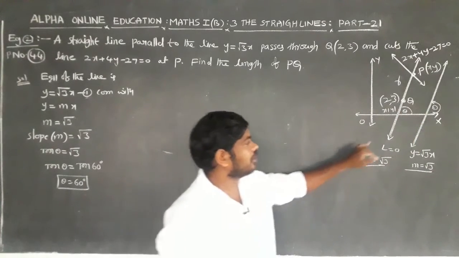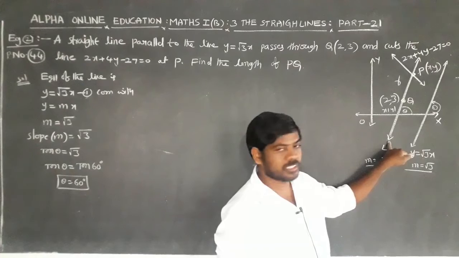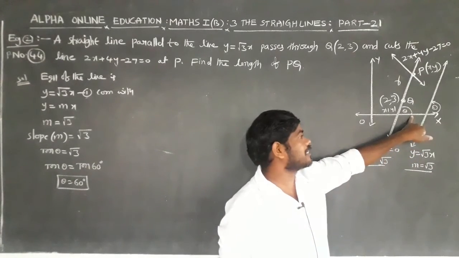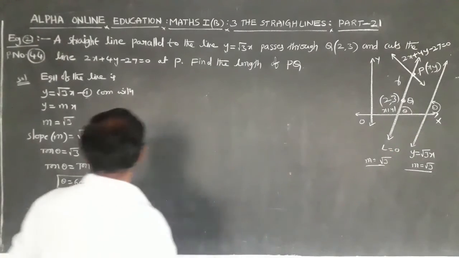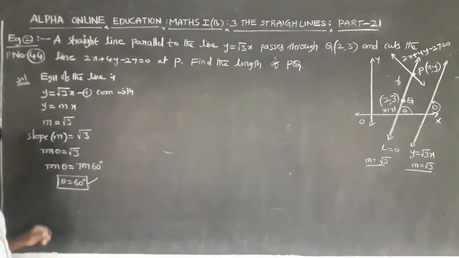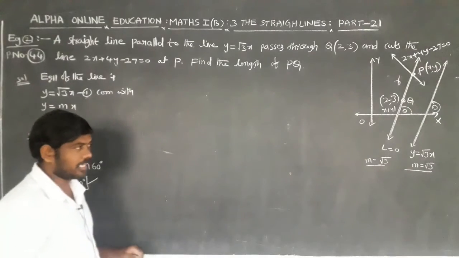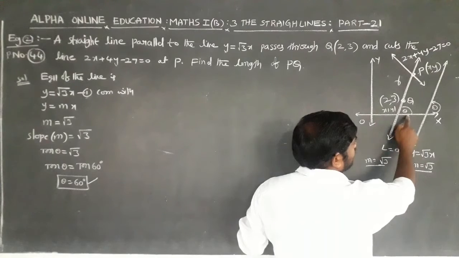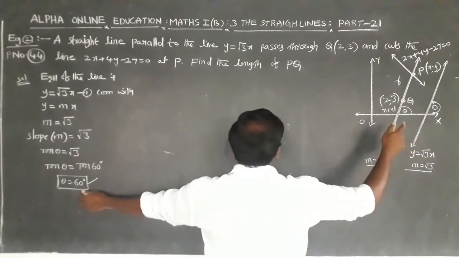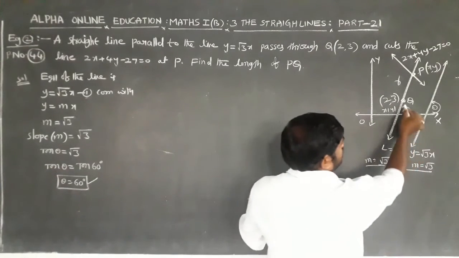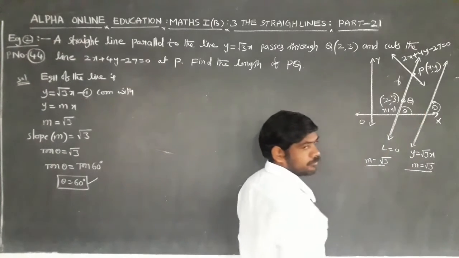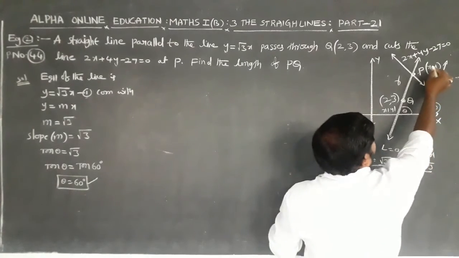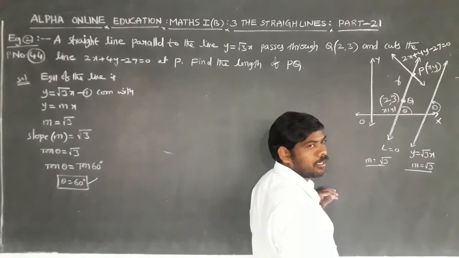So here the line L is equal to 0 makes an angle with the positive x-axis in anti-clockwise sense of 60 degrees. Again, here given that a line makes an angle theta, 60 degrees, with the positive x-axis and passes through the point Q(x1, y1). Let the coordinates of the point be P(x, y).